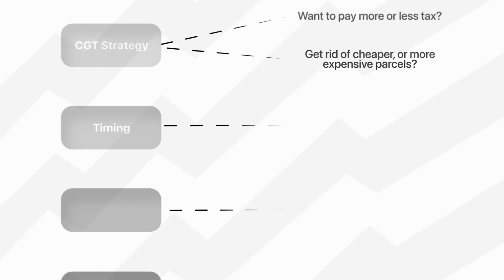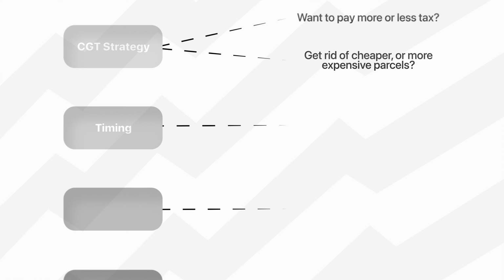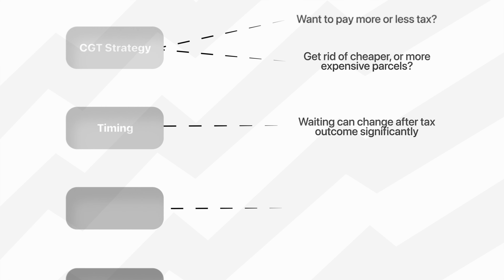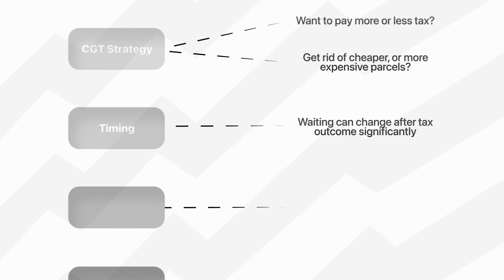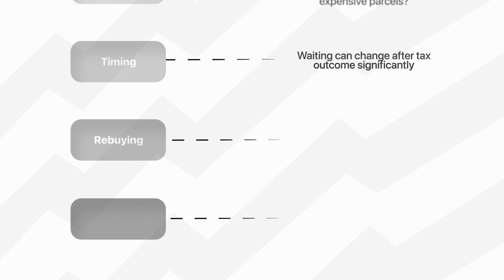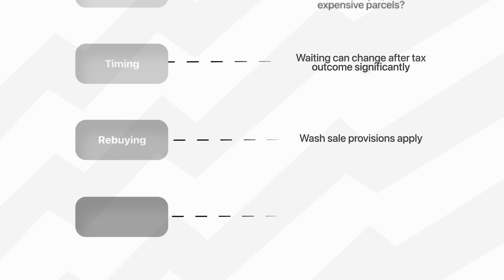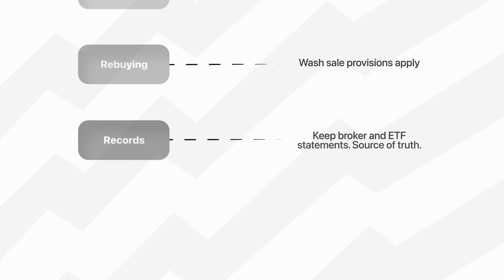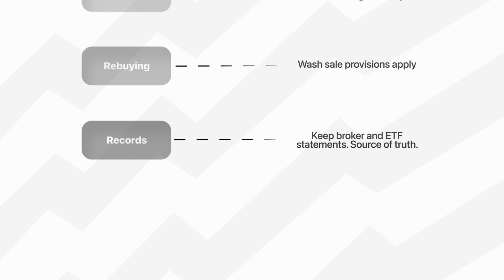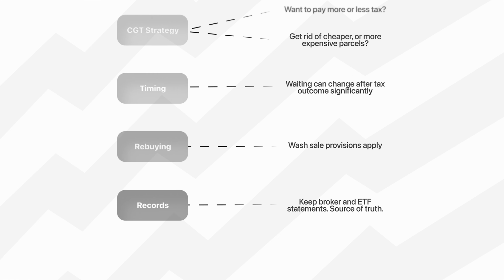Timing. If a big block of parcels is just shy of 12 months, waiting can change the after-tax outcome quite significantly. Rebuying. Be careful with rapid sell and buyback behavior, because wash sale provisions are going to apply. Records. Keep broker statements and ETF tax statements. They're the source of truth for AMIT and fees.